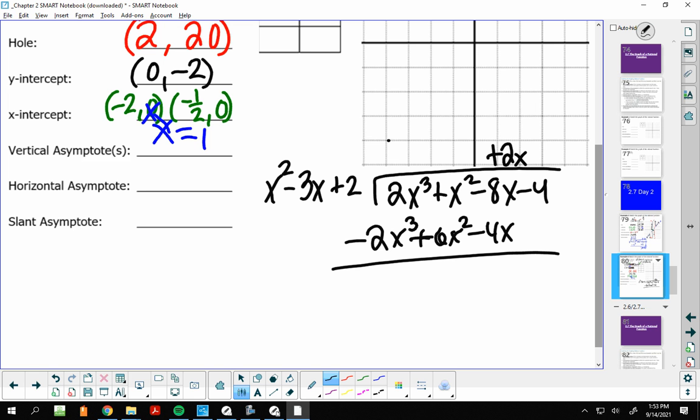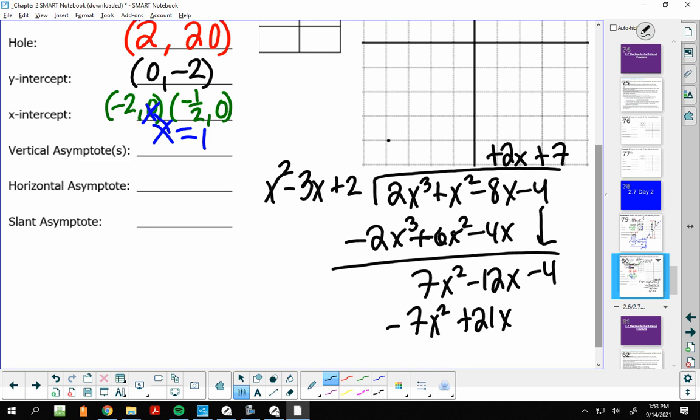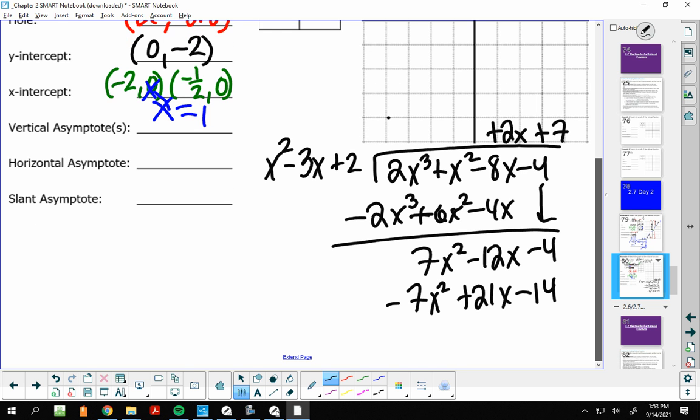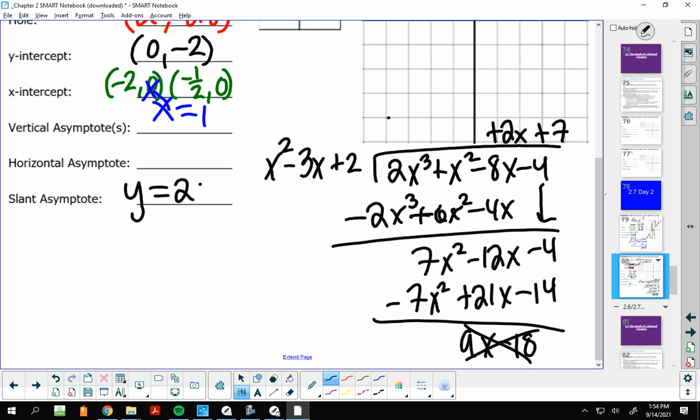Okay, add 7x squared minus 12x. And then multiply by 7. We get 7x squared minus 21, so turn it to plus 21. And positive 14, so it's going to be minus 14. And we get 9x minus 18. But a remainder does not matter. So here's our line, y equals 2x plus 7.